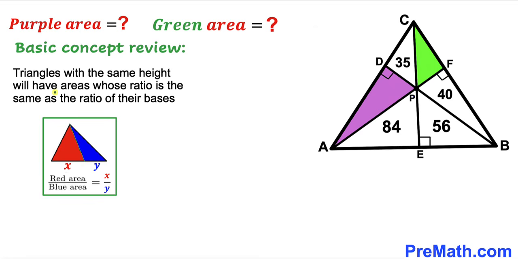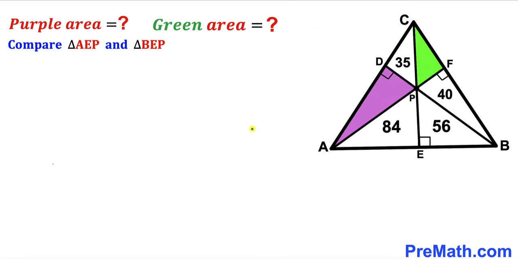Triangles with the same height will have areas whose ratio is the same as the ratio of their bases, as you can see in this given diagram. And here we have these two triangles, this red triangle and the blue triangle. The height of both of these triangles is the same. The base of this red triangle is x, whereas the base of this blue triangle is y. Then we can say that the ratio of their areas is going to be equal to the ratio of their bases. And here's our next step.